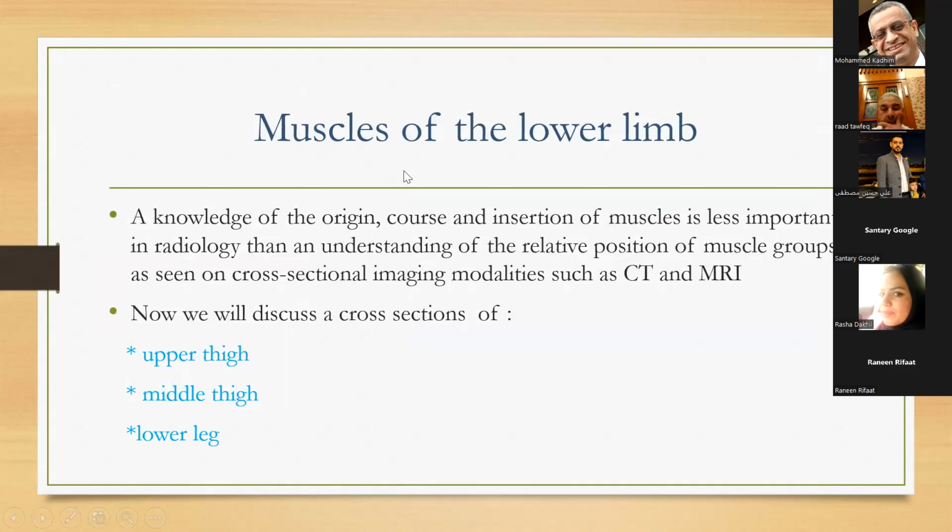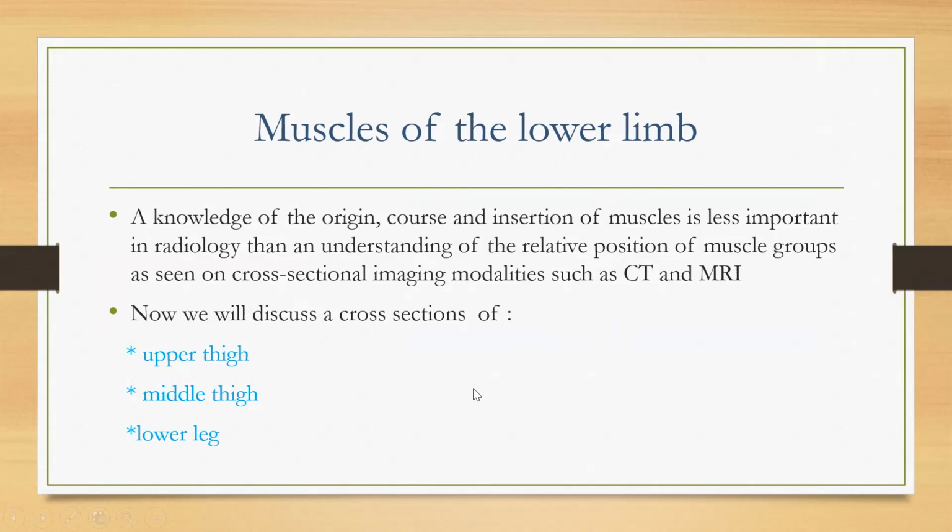Now we go for muscles of the lower limb. A knowledge of the origin, course, and insertion of the muscles is less important in radiology than understanding of the relative position of the muscle groups, as seen in cross-sectional imaging modalities such as CT and MRI. Now we will discuss cross-sections of the upper thigh, middle thigh, and lower leg.